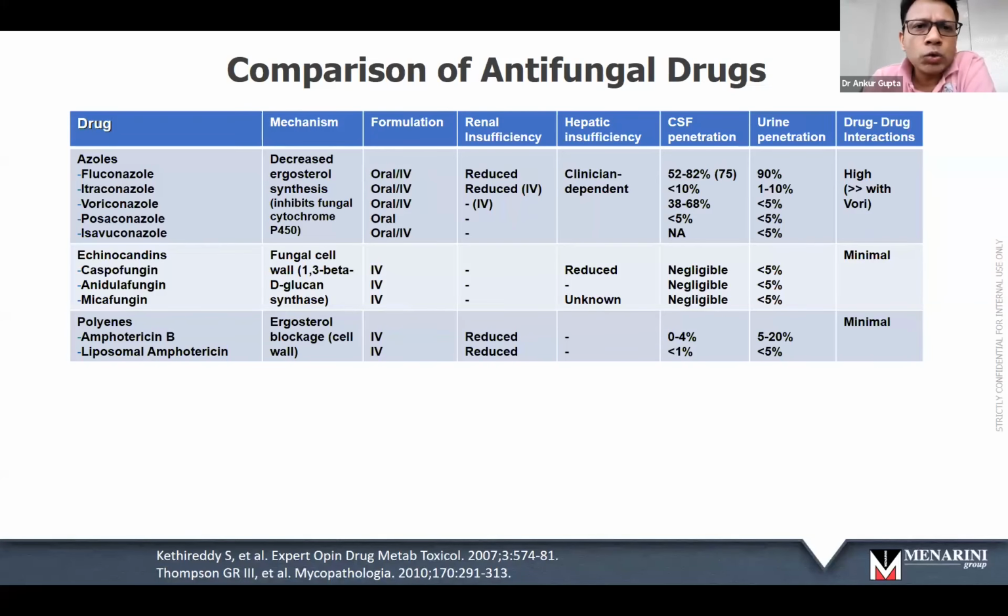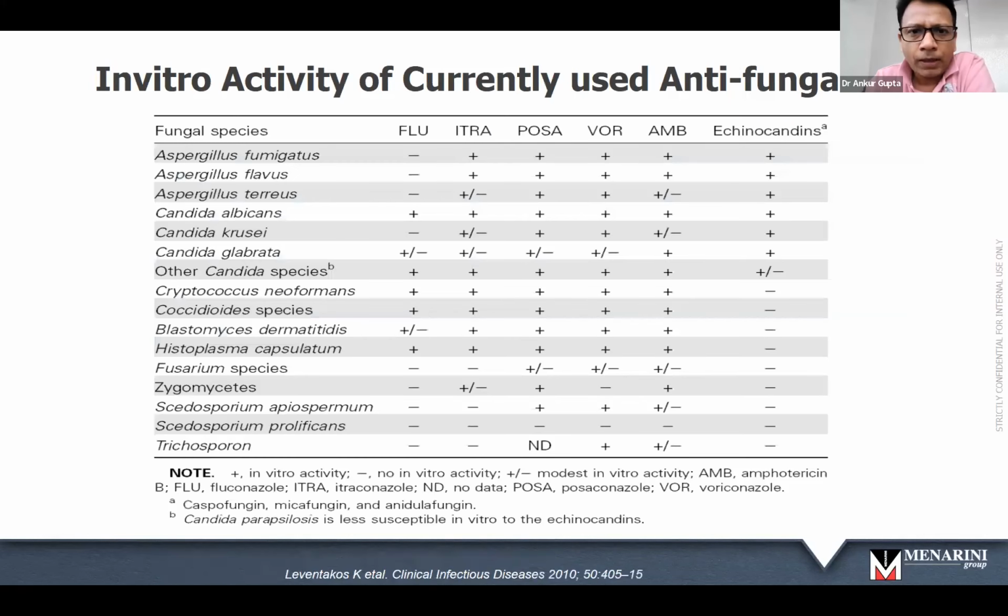A quick table to compare a mechanism, formulation, renal insufficiency, hepatic, CSF, and urine. I think this is self-explanatory. It's a good table as a ready reference if you want to compare different antifungal agents. Again, a quick look at the in vitro activity of different antifungals. Broadest spectrum antifungal is, so I'm making now one-liners. If you want to make, you can make your notes.